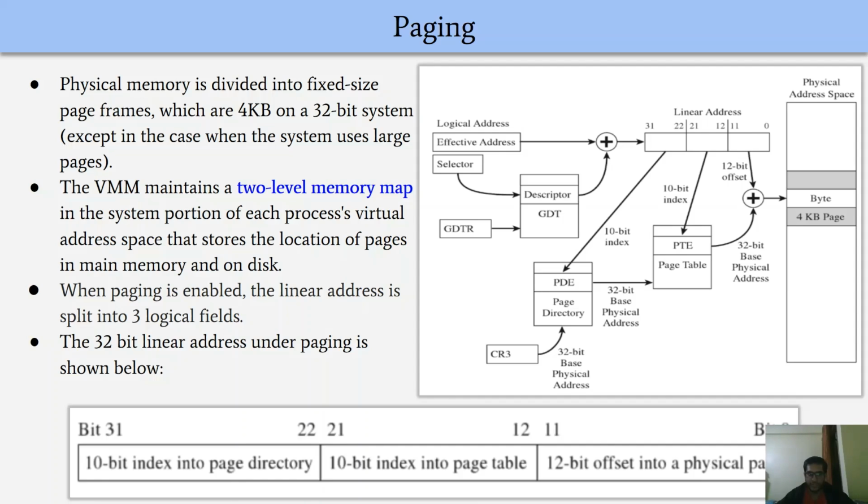In XP, the virtual memory manager, that is the VMM, maintains a two-level memory map in the system portion of each process's virtual address space. So what it does is that the linear address is divided into three groups: the first 10 bits refer to the page directory, the next 10 bits to the page table, and the last 12 bits point to the particular offset into the physical page. We will discuss more about it in the upcoming slides.